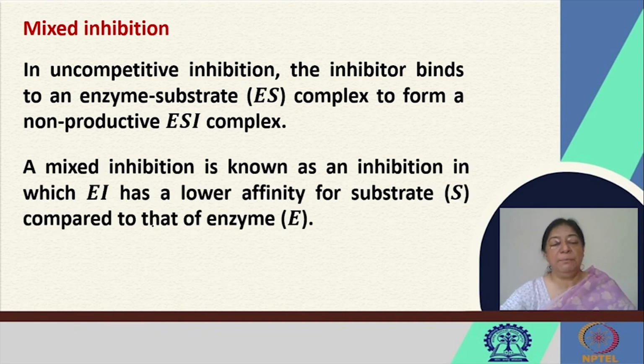However, it may so happen in a mixed inhibition, which is an inhibition in which the EI that is formed has a lower affinity for the substrate compared to the enzyme. So we know that when we have the enzyme binding to the substrate, there has to be a strong affinity, a strong recognition for the substrate to bind to the enzyme. Once we have the inhibitor bound to the enzyme, then the enzyme inhibitor complex is formed.